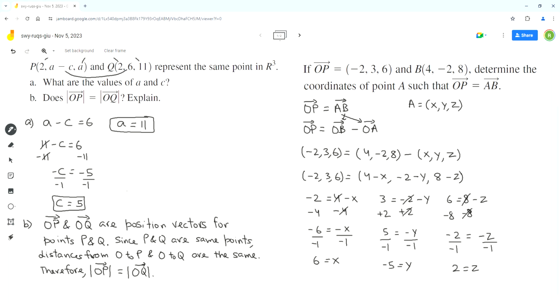That means point A is 6, negative 5, 2. So this should be the final answer for this problem. So these are the steps you have to keep in mind to solve a problem like this one.